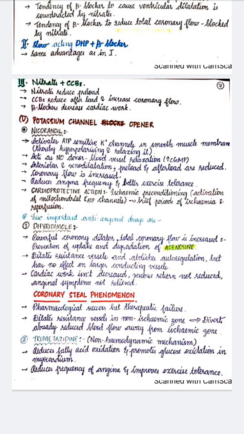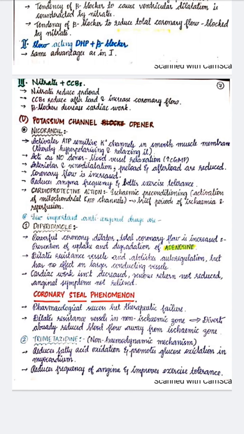Cardiac work isn't increased, venous return is not reduced, and the anginal symptoms are not relieved. Hence, dipyridamole, it exhibits a pharmacological success but a therapeutic failure. There is a phenomenon called coronary steal phenomenon. Here, dipyridamole dilates the resistance vessels in the non-ischemic zone. So this diverts the already reduced blood flow away from the ischemic zone, further accentuating or aggravating the ischemia.